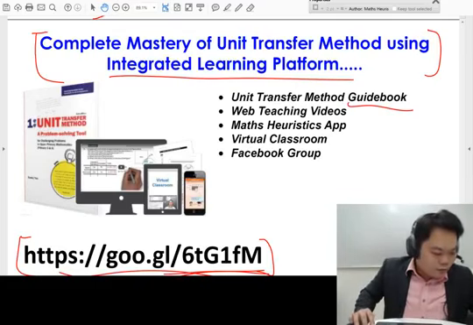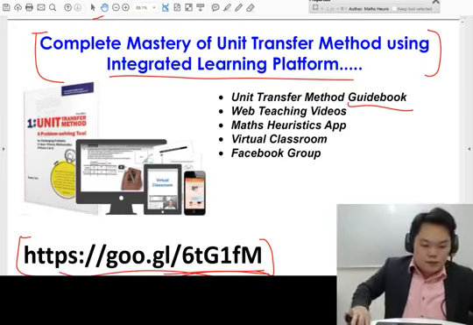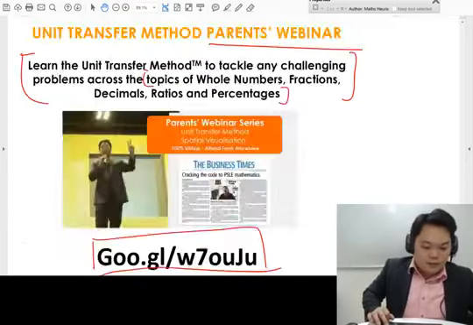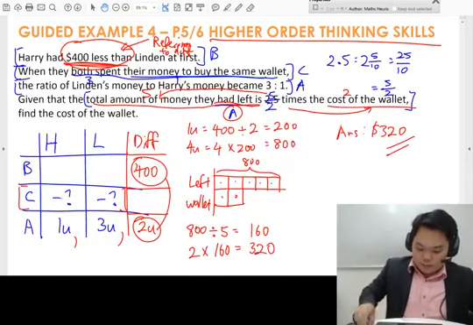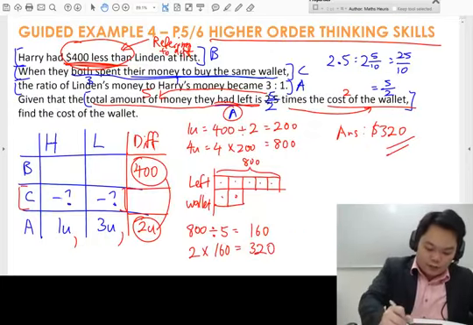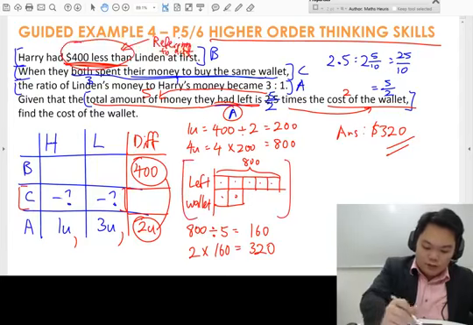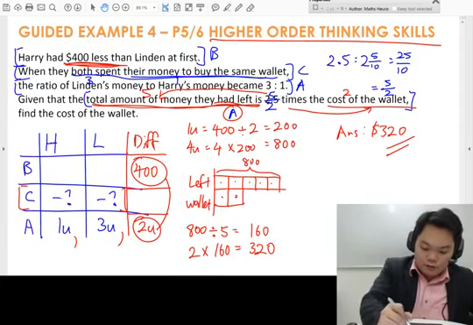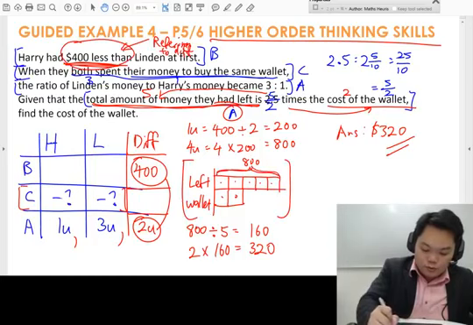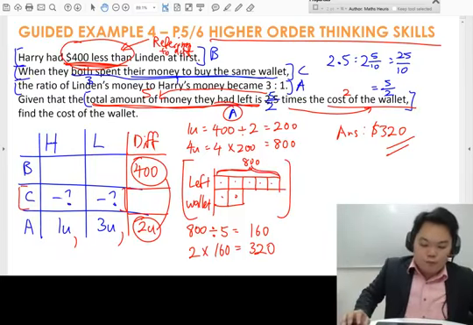If you all have any questions, you all can give it to me now. I will entertain you. You're welcome, Sherlyn. Why is it 800 divided by 5? Okay, Veron, the thing is, if you look back at this, there's 5 blocks here, correct? Your total amount of money left is $800, and it is also 5 blocks.